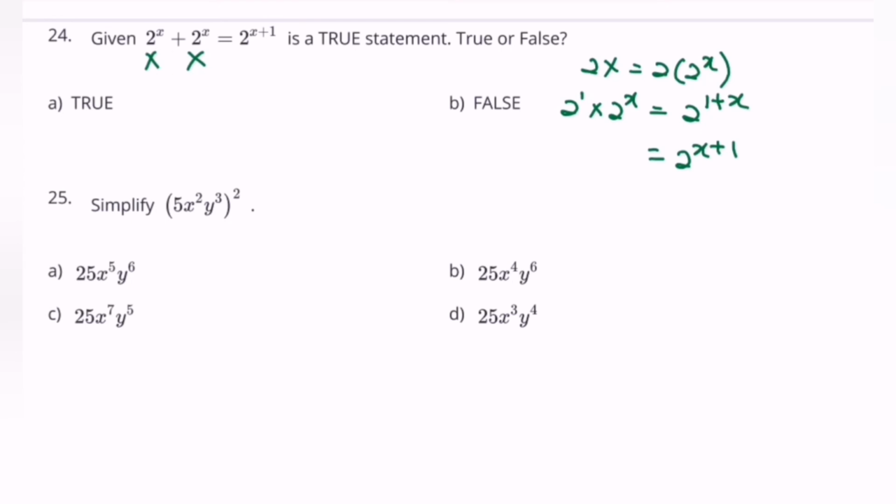Finally, we have question 25. Simplify the situation by using the law of power, where we have 5 to the power of 2 multiply with x to the power of 4 multiply with y to the power of 6. Simplify the situation, we will have 25 x to the power of 4 multiply with y to the power of 6. So for question 25, the answer would be B.